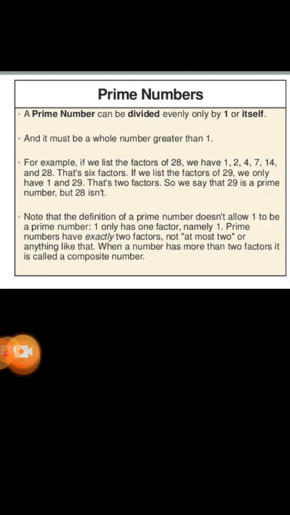Next, we discuss prime numbers. A prime number can be divided evenly only by 1 or itself, and it must be a whole number greater than 1. For example, if we list the factors of 28, we have 1, 2, 4, 7, 14 and 28. That's 6 factors. If we list the factors of 29, we only have 1 and 29. That's 2 factors. So we say that 29 is a prime number but 28 is not.